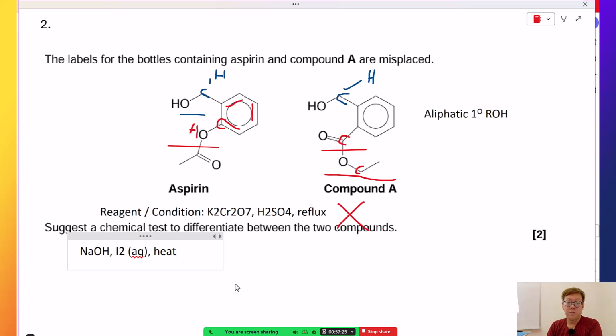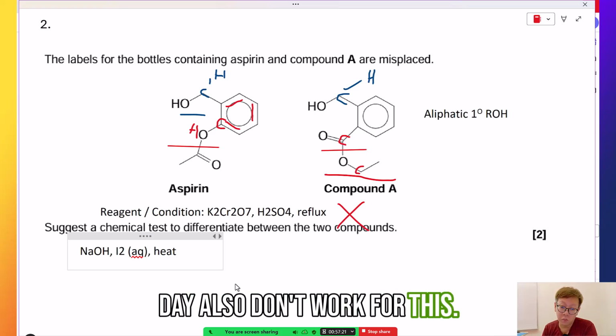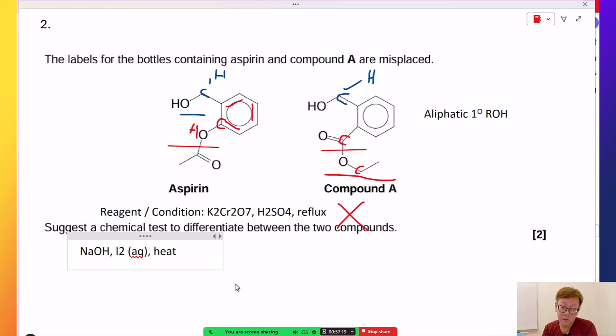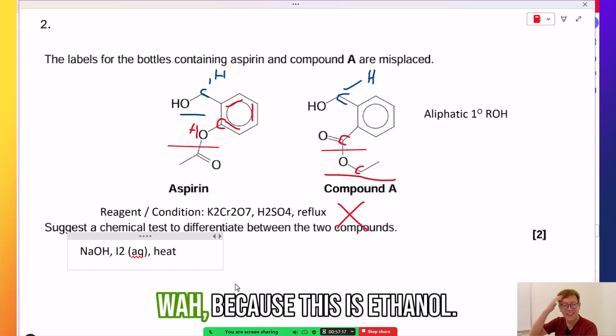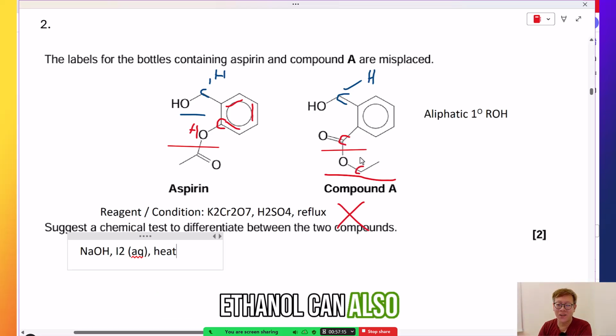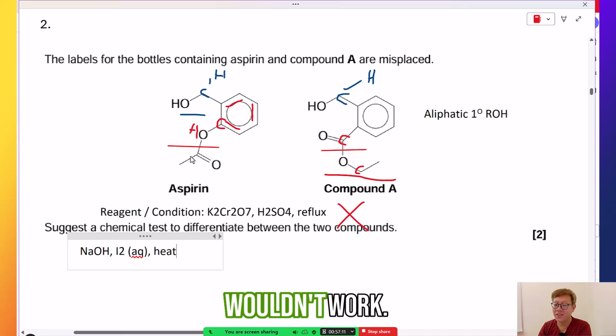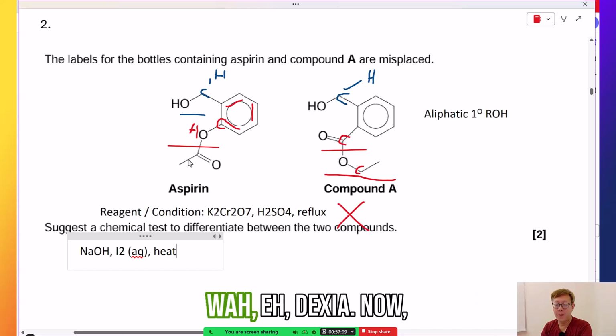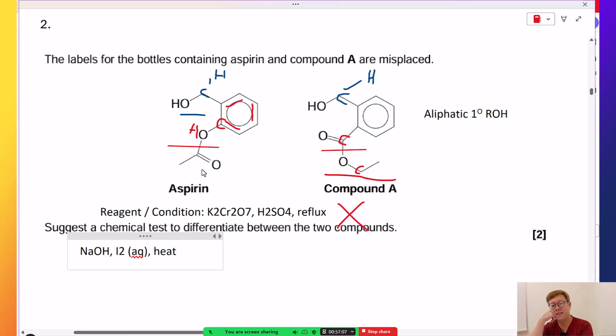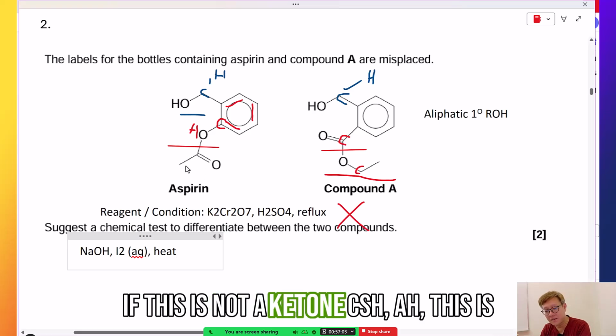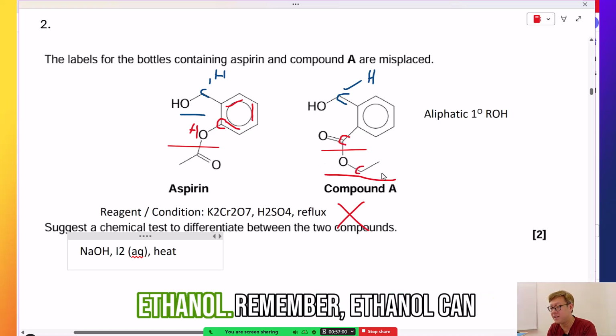Now, listen carefully. I'm going to draw out the product of triiodomethane. Now, oh wait, triiodomethane also doesn't work for this. Why? Because this is ethanol. Ethanol can also give positive triiodomethane, so this one also wouldn't work. Wow, headaches, yeah. Now, if this is not a ketone with CH3, this is ethanol. Remember, ethanol can give you triiodomethane?